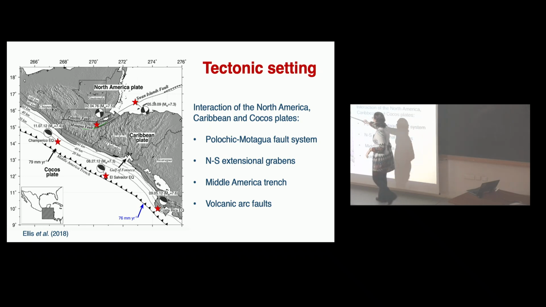Then, south of the Motagua fault, we have a series of north-south oriented extensional grabens that continue all the way to Honduras. Then we have our very own segment of the Middle America Trench, which is fairly active. Just for reference, in 2012 we had three earthquakes breaking several segments of the Middle America Trench along Central America, with magnitudes larger than 7. And as if this wasn't enough, we also have a series of faults that go along the volcanic arc. That's what's accommodating everything that's going on in Central America.